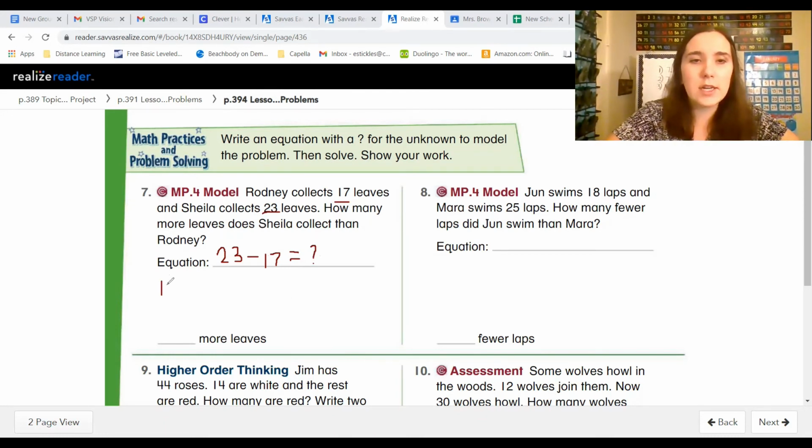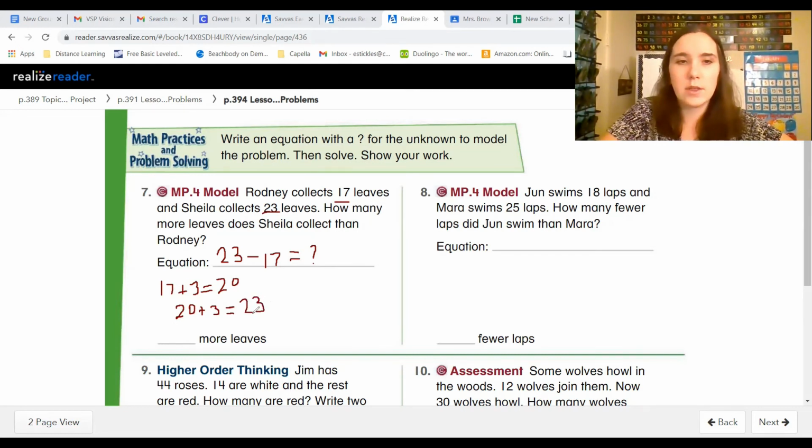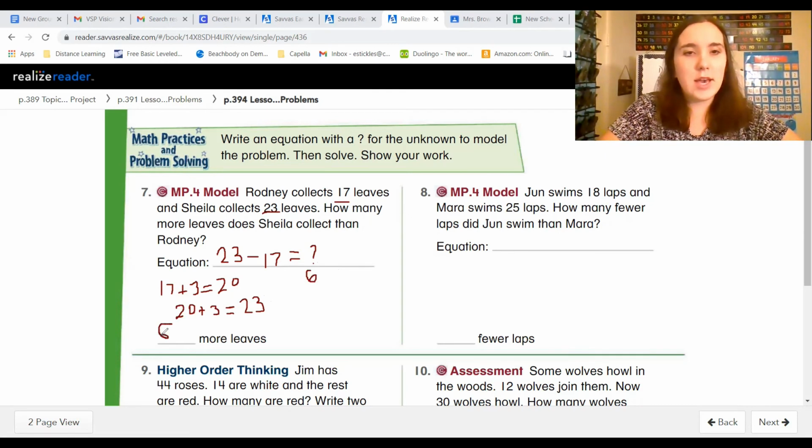I'm going to start at 17 and I'm just going to add up until I get to 23. So I know 17 plus 3 equals 20. And I know that 20 plus 3 equals 23. So let's see, how many did I add on from 17 to get to 23? 3 and 3, which is 6, right? So my answer is going to be 6. Sheila has 6 more leaves than Rodney. Sheila has 23 leaves. Rodney has 17, which means Sheila has 6 more than Rodney. Let's check out number 8.